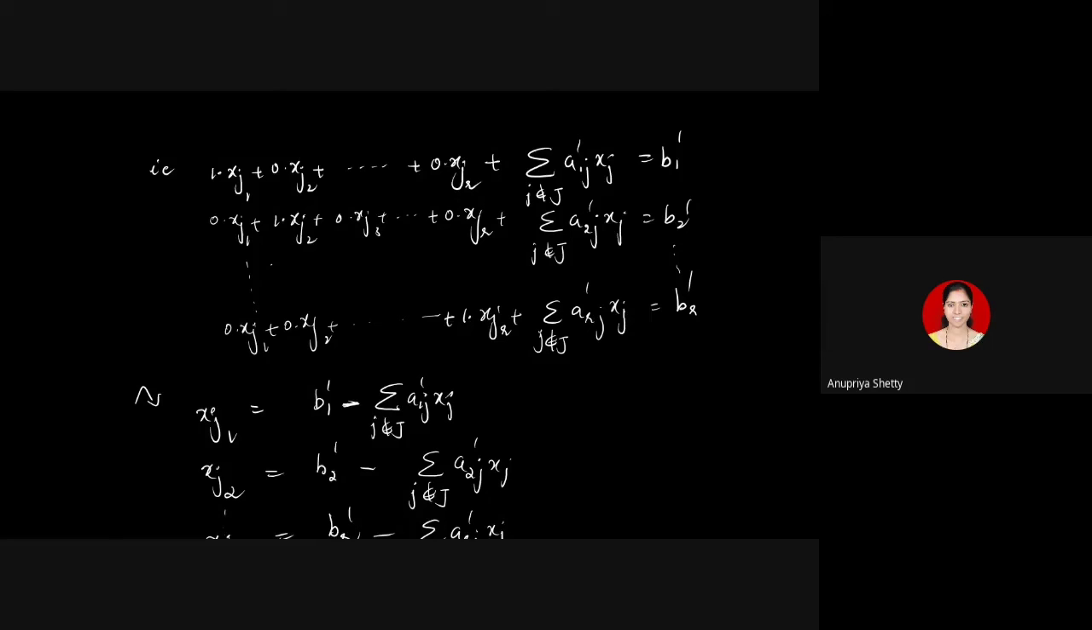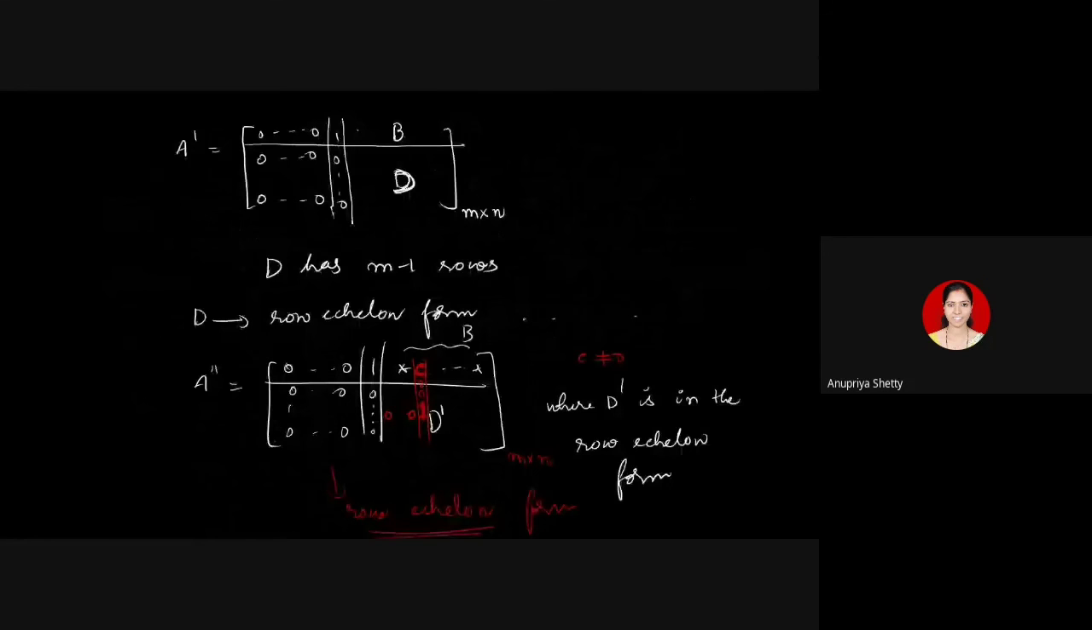I think the last equation is not visible clearly, so I'll repeat that: xjr is equal to, from the last equation, br dash minus summation arj dash xj, j does not belong to J. Here what I have to do is give arbitrary values to all the xj's present in the summation, then you will solve for xj1, xj2, etc., xjr. That is precisely the explanation mentioned in the statement.